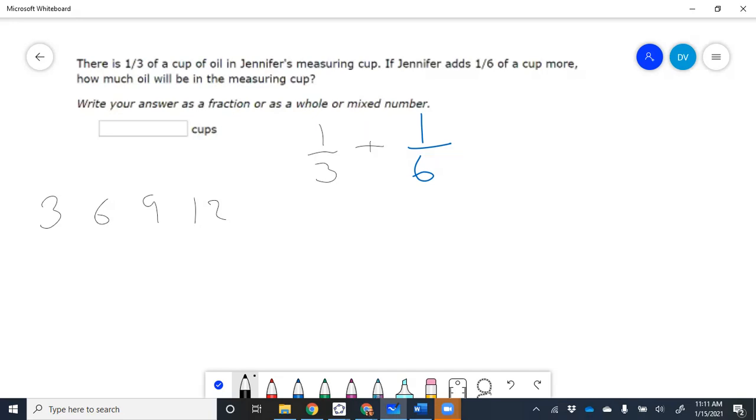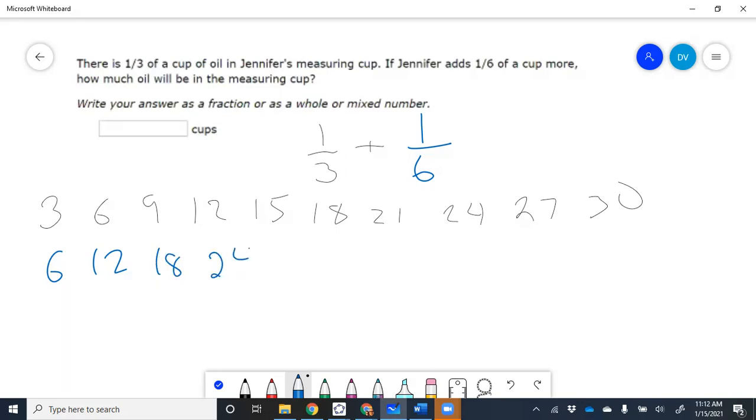Can we go a little bit further here? 3, 6, 9, 12. Wouldn't 15 come next? What will come after 15? 18, then 21, 24. I'm going to go a few more here. 27 and 30. Now let's do the multiples of 6. 6 and then 12. What will come next? If we just keep adding 6. Good. And then I think 24 and then 30.